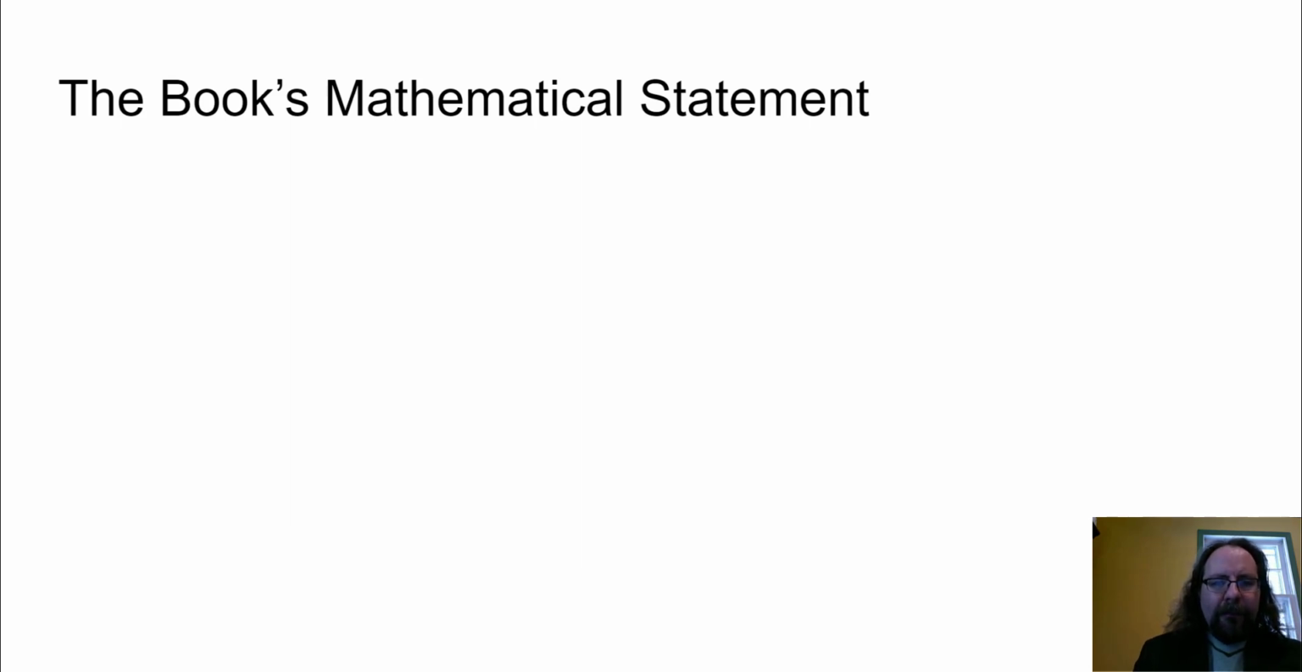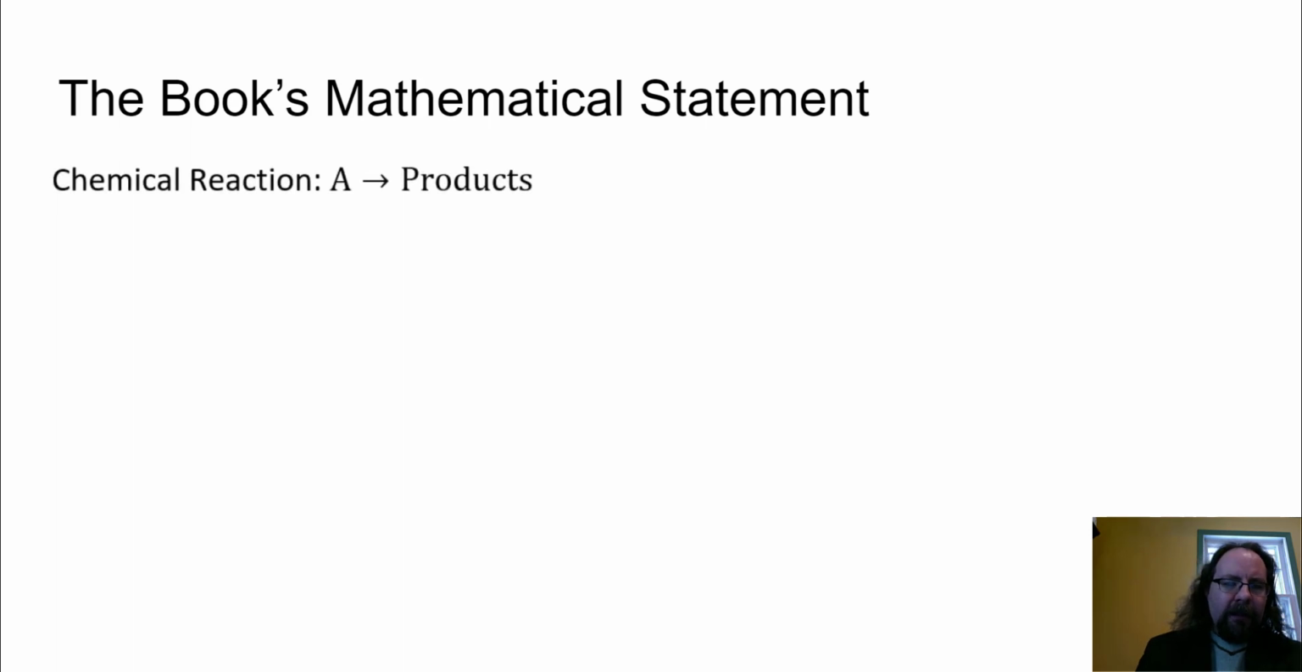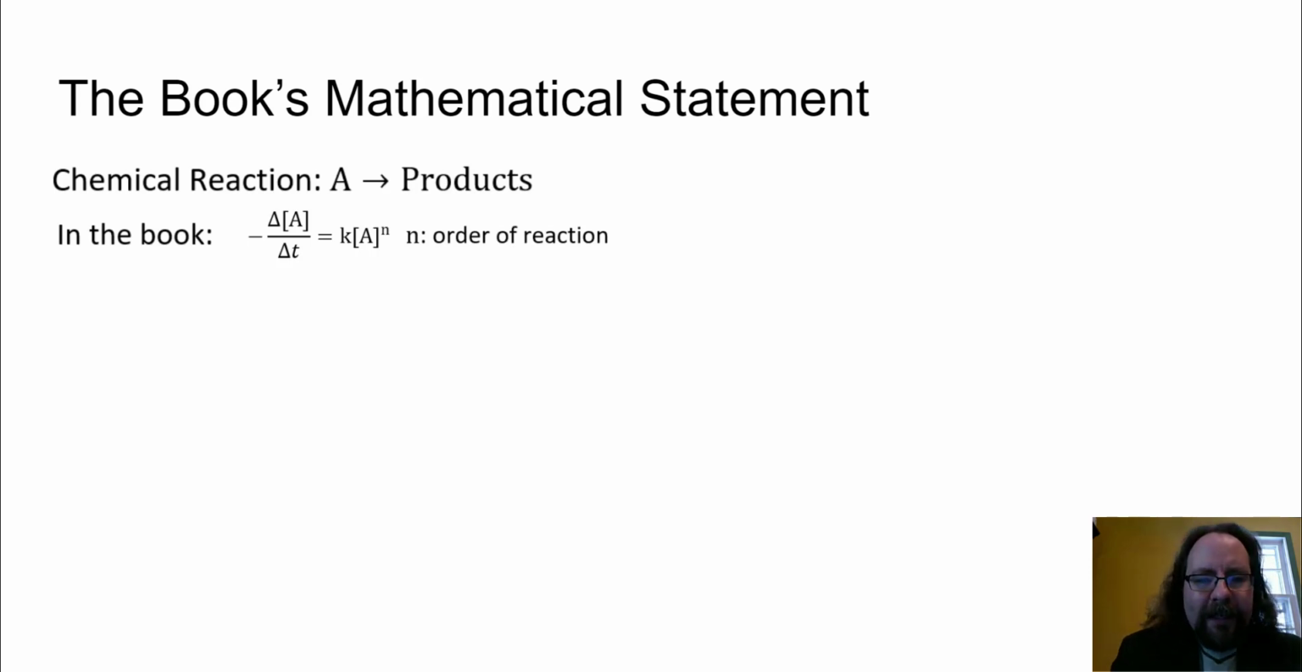So this is how the book formally states the mathematical problem that we're looking at here. We assume we have a chemical reaction where a single reactant is making products, and we just call that reactant A because that's just a stand-in name. In the book, it says that negative delta concentration of A over delta t is equal to some constant k times the concentration of A to the n, and we call n the order of the reaction, which is just the exponent on the concentration of A in the equation.